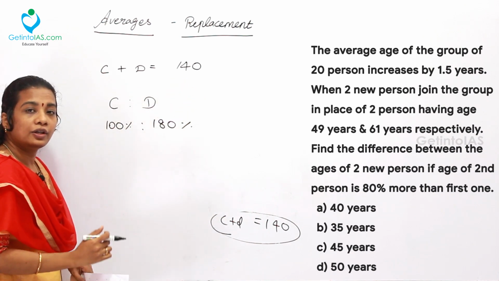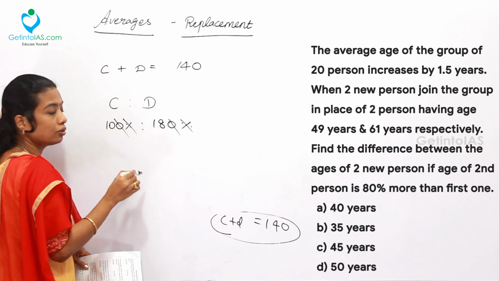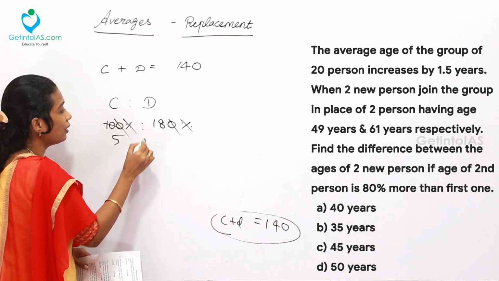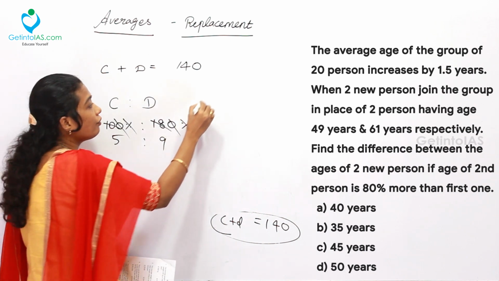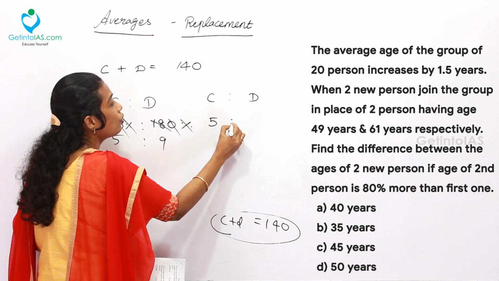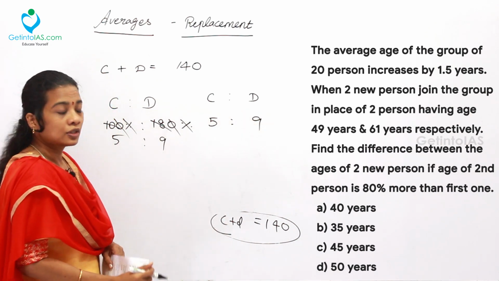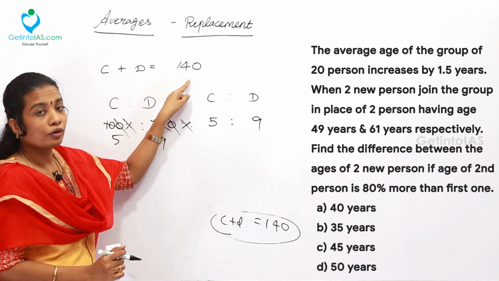Now, simply you can take the ratios. Percentage got cancelled, 0 got cancelled, 5 into 2, 10, 9 into 2, 18. Simply, the ratio of ages between C and D is 5:9. Now, total value we know that C plus D is 140.